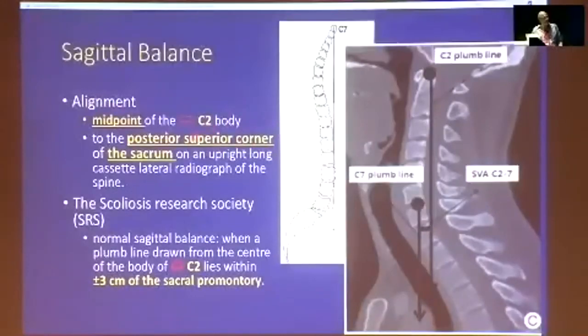And we take that to the posterior superior corner of the sacrum, so bring it all the way down to that corner. And once you do that, you get your sagittal balance line. That's basically a plumb line that's coming down. If it's within 3 centimeters of the sacral promontory, it's supposed to be within normal limit. But obviously, it varies depending on age and other factors as well, and you need to consider that when you come to it.